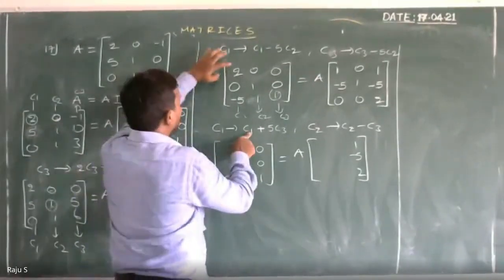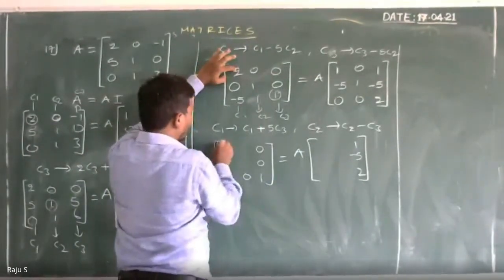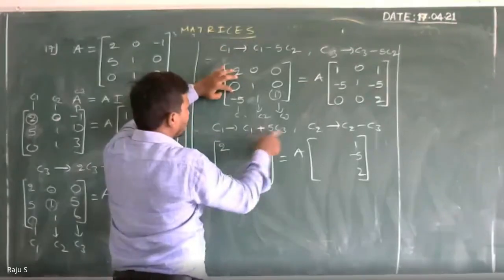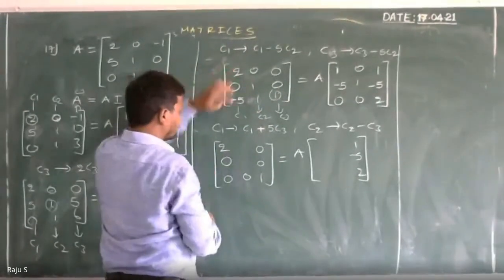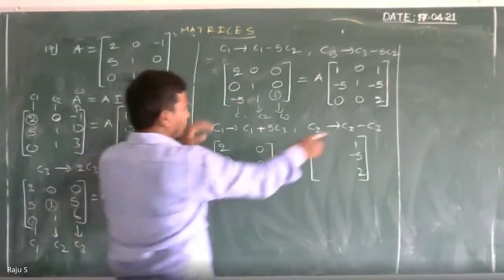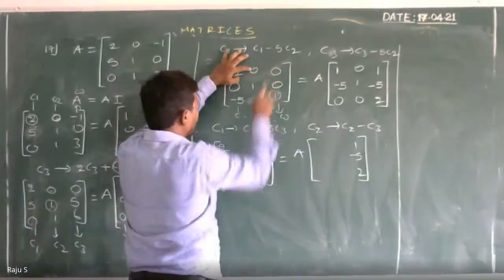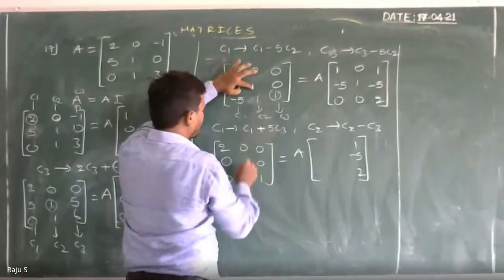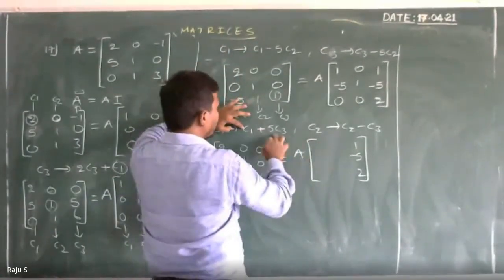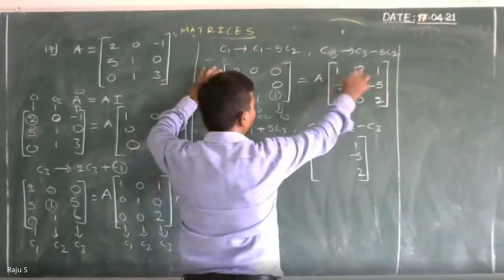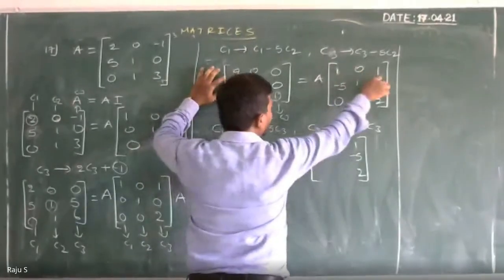Okay, now C1 plus 5C3, 2. C1 plus 5C3, 0. Next, C2 minus C3, 0. C2 minus C3, 1. Okay, we got it. Next, here, C1 plus 5C3, 6.